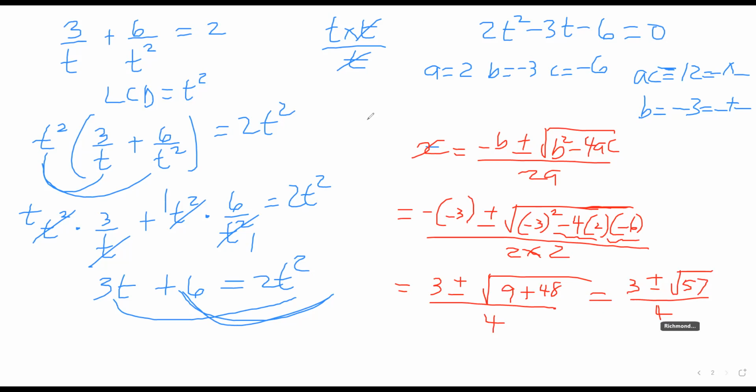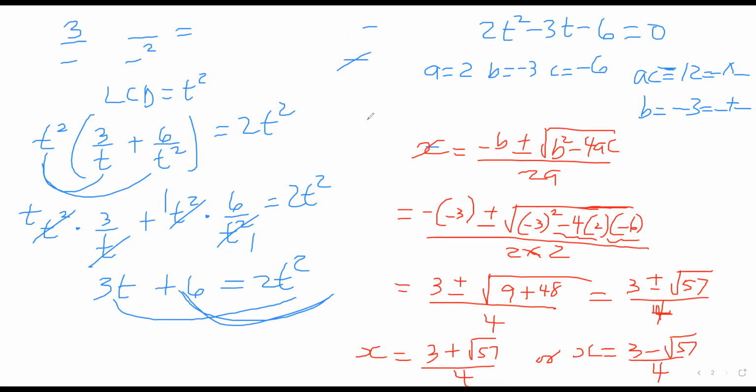So sometimes you are forced to use the quadratic formula. No matter what quadratic equation it is, you can always use it to solve for your x. So here we are going to have x equals 3 plus square root of 57 divided by 4, or x equals 3 minus square root of 57 all over 4.